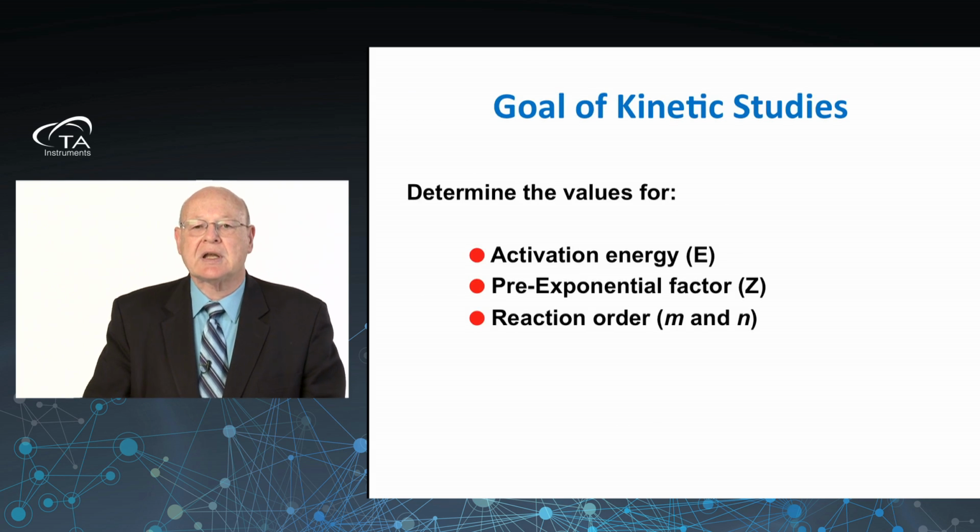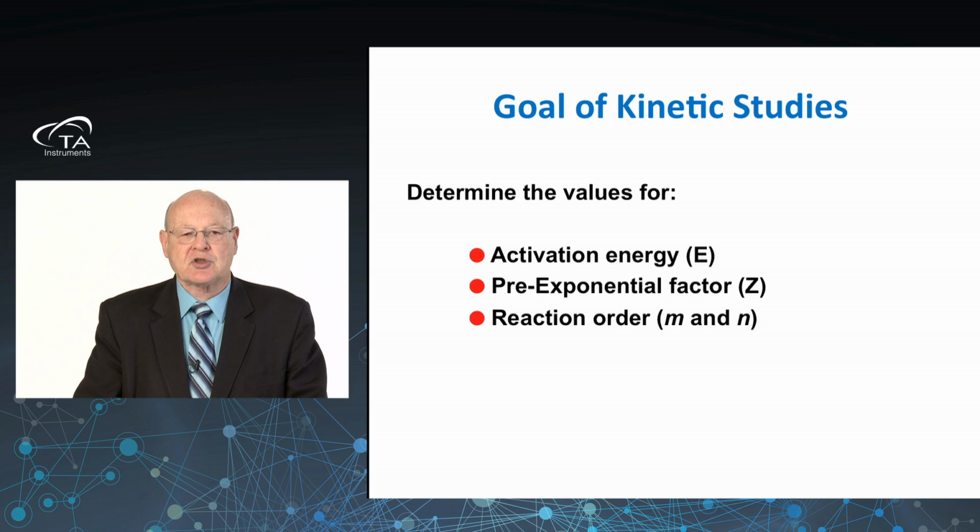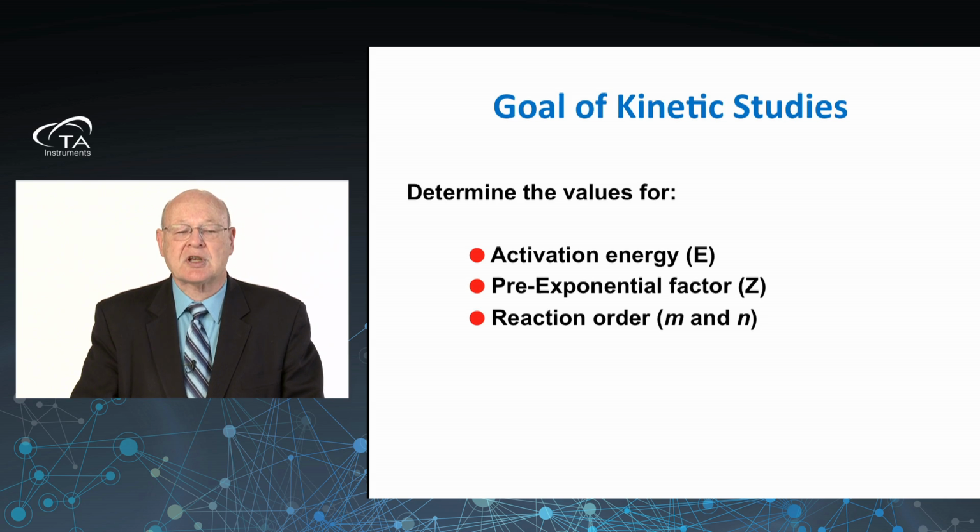Now, the goal of kinetic studies is to determine 3 or perhaps 4 kinetic parameters. The first of these is activation energy. That's the term capital E. The second term is the pre-exponential factor, often expressed as its logarithm. And as I mentioned a moment ago, this is the reaction rate at infinite temperature. And finally, there are the two terms, lowercase m as in Mary and lowercase n as in Nancy, which are called reaction orders.